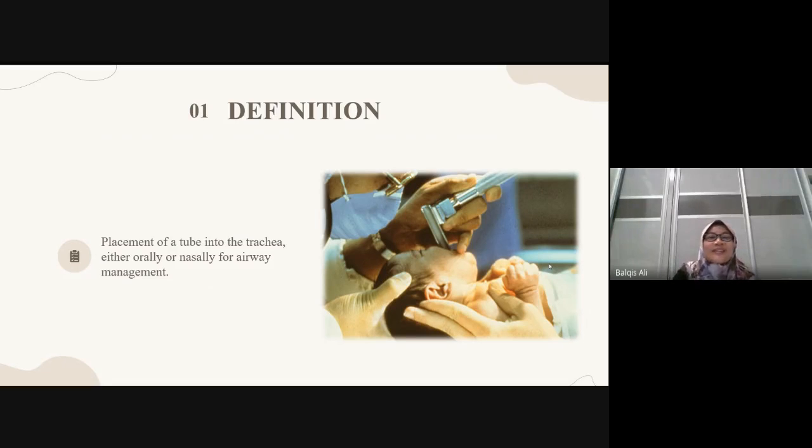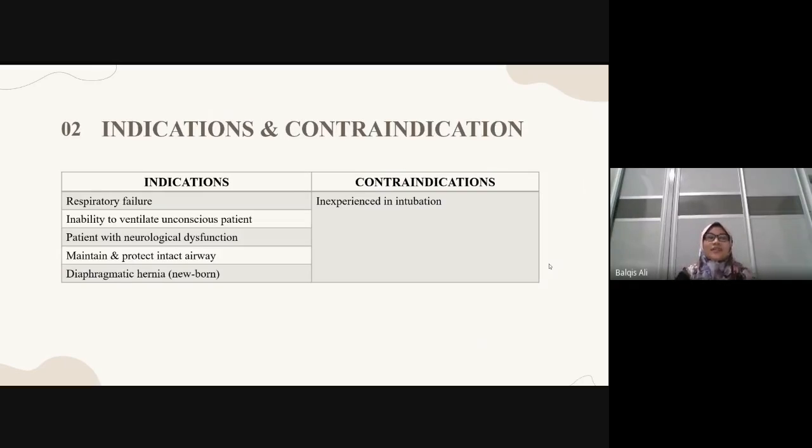Thank you, Doctor. Okay, so the indications of the ET intubation. So first is the respiratory failure. Either the patient has unstable airway due to infection, anatomical structure, or neuromuscular disorders, neurological disorder. So second is inability to ventilate unconscious patient. So we need to use ET intubation for the airway management for the unconscious patient. So third is the patient with neurological dysfunction, either due to trauma, seizure, metabolic disorder, or intoxication.